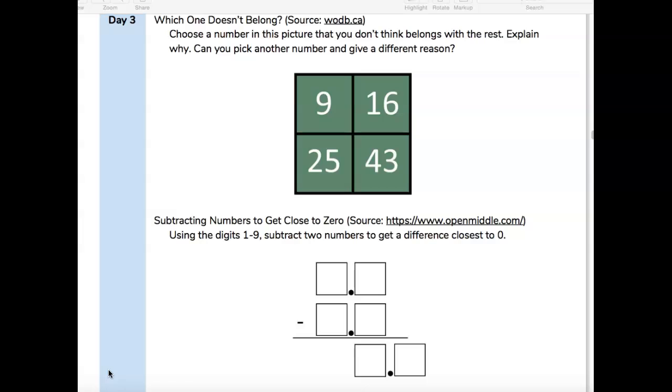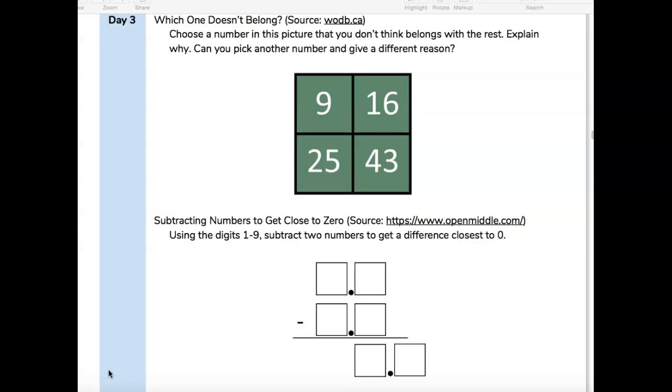This is really subjective, so it's what you think, as long as you can support it with a good answer. So you pick a number and then you tell why it's different than the others. I could give you a couple of examples and then you could come up with one. I might pick the number 9 and say it doesn't belong because it's only one digit and the others are all 2-digit numbers.